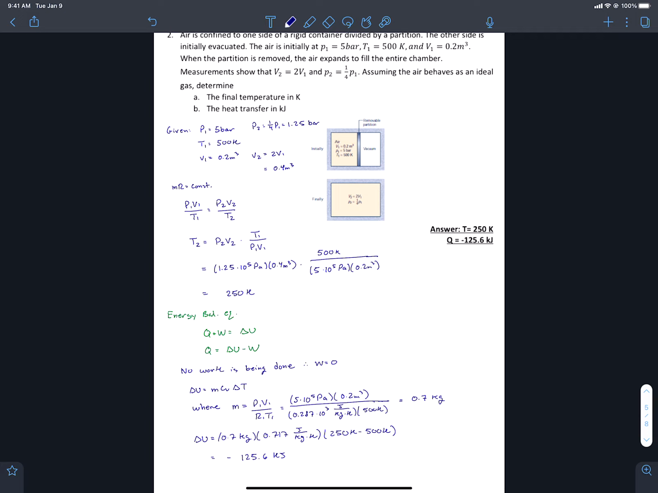Fairly straightforward, aside from having the intuition to know that no work is being done because something is removing the partition, but the partition isn't applying or taking a force. So yeah, no work is being done. Does anyone have any questions about problem 2? I think a lot of these questions are kind of abstract, but I'm assuming this is what you'll see on the quiz.